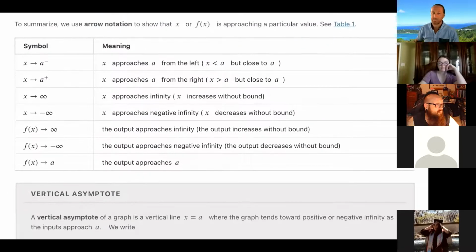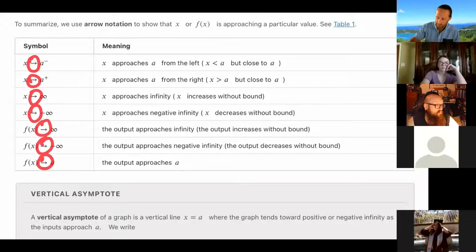So to summarize here, we're going to talk about this. They call it arrow notation. What does that arrow mean? What one word? Approaches. Very good.